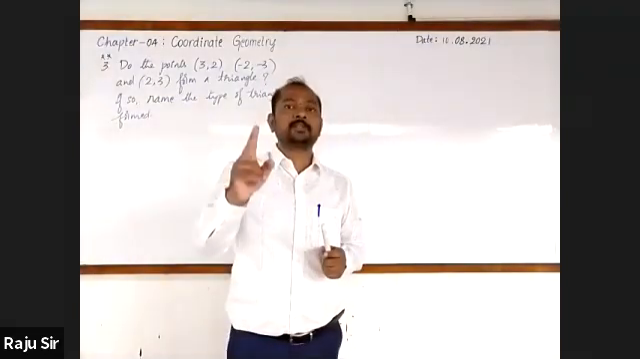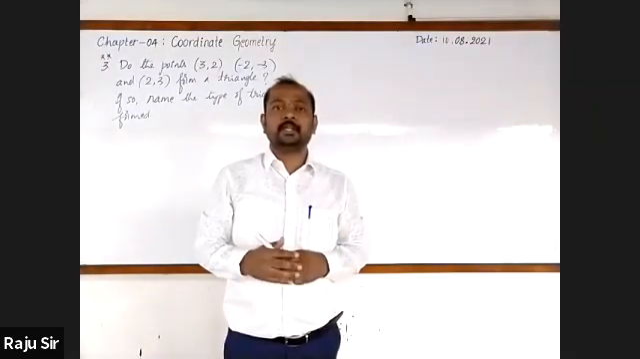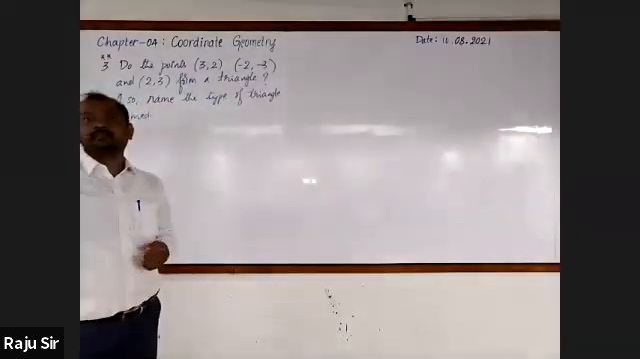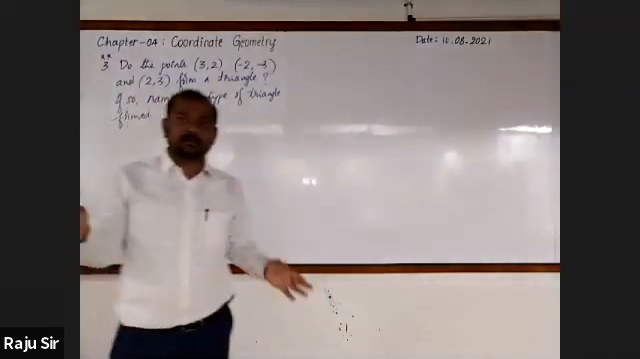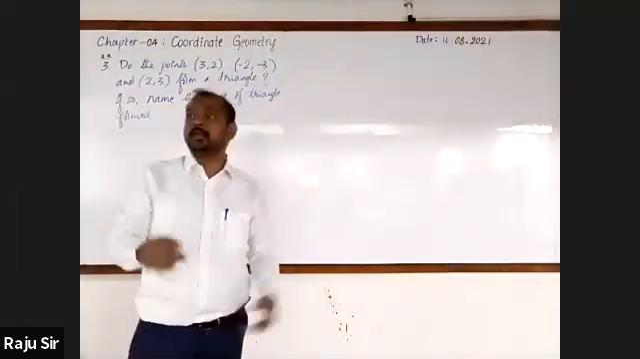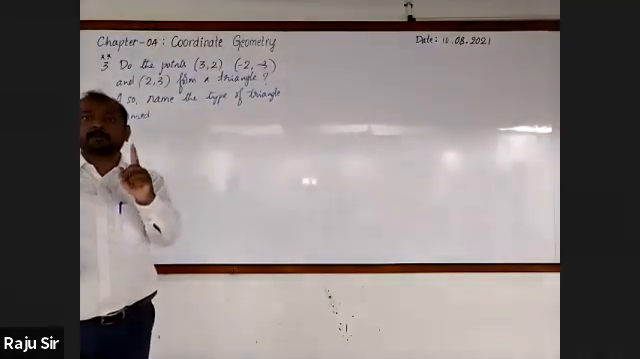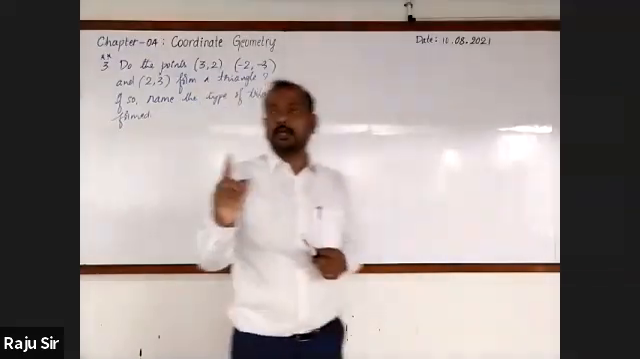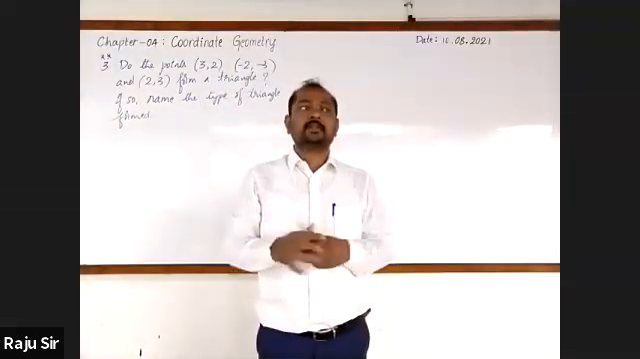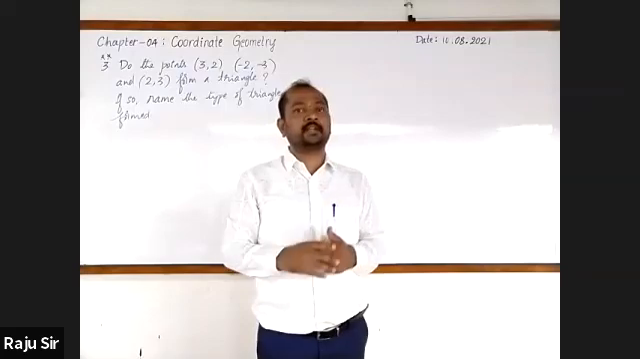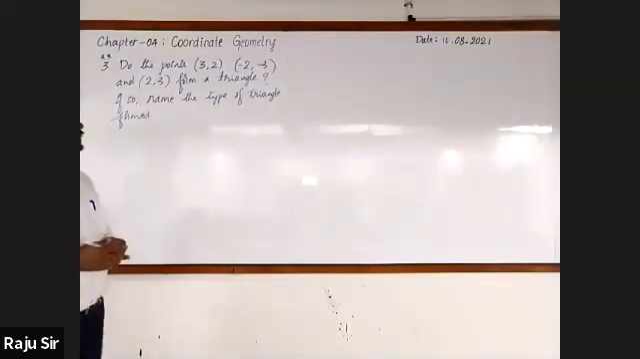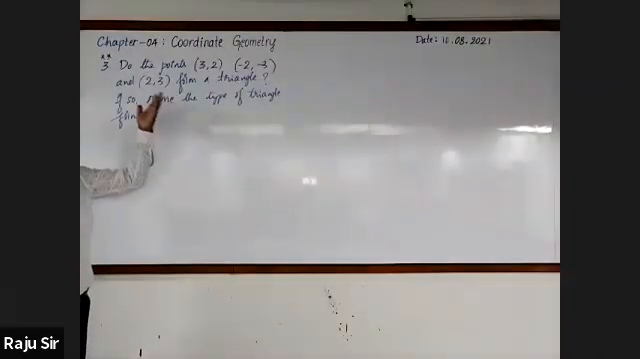We have 2 possibilities. One possibility is we have to check whether these 3 points are collinear or not. If they are collinear, a triangle is not formed. If they are non-collinear, a triangle is formed. Another possibility is that an important property of a triangle is that the sum of any 2 sides is greater than the third side. If this condition is satisfied, then you can say that it is a triangle.